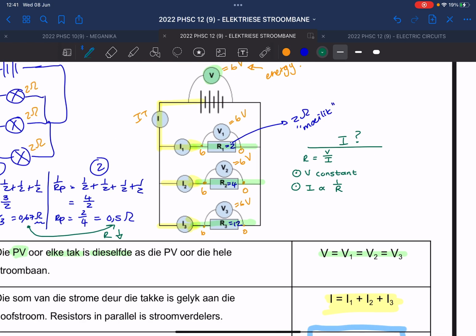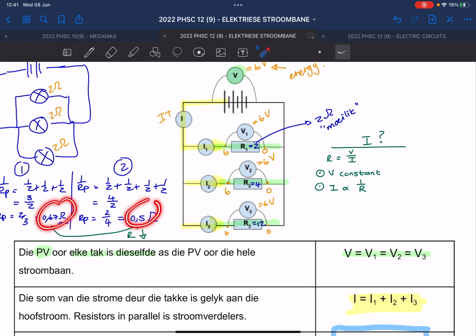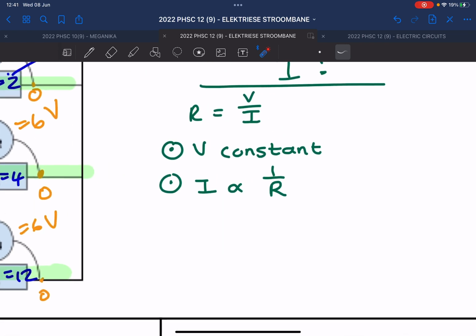What happened to the total resistance from there to there? The resistance decreased. So what's going to happen to the current? The current is going to increase. Okay, so the total resistance decreased, so that is why the total current will increase. Okay, and this is a typical grade 11 theory question.